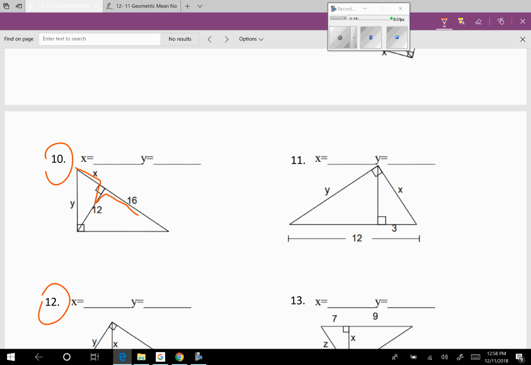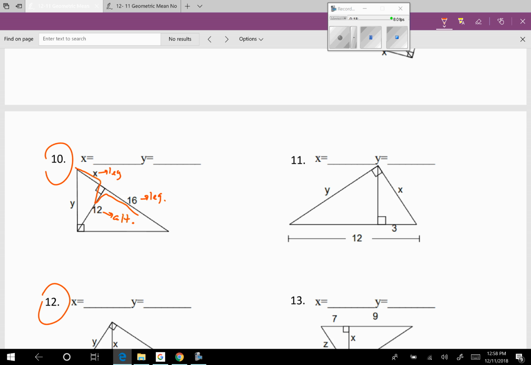So if you look back on your notes, the altitude appears twice in your formula for this one. So what is our altitude? 12. So label that altitude. The 16 is a leg, and this x is a leg. So we're going to have to set this up now.